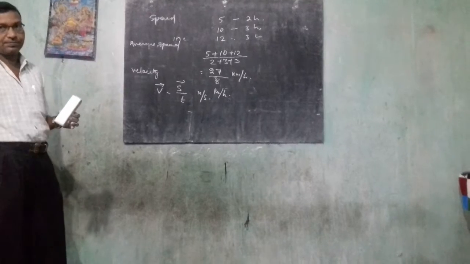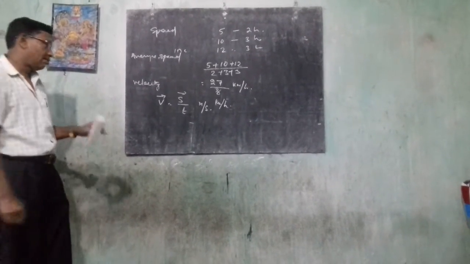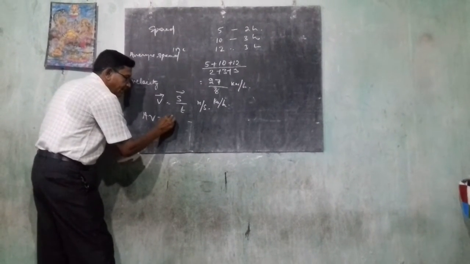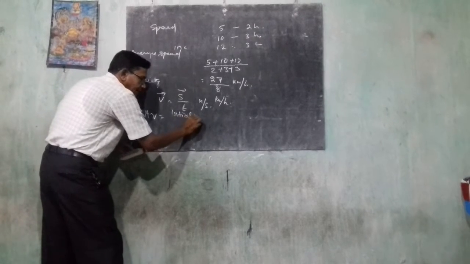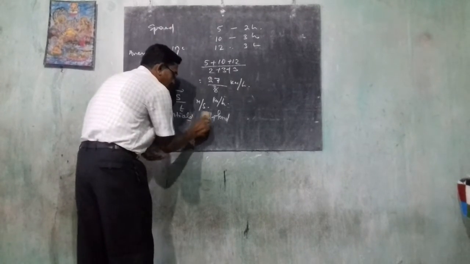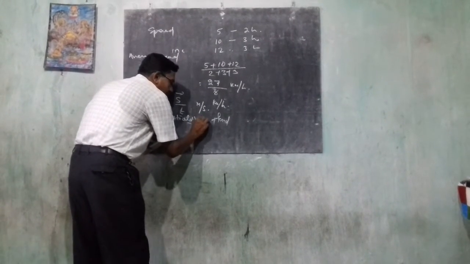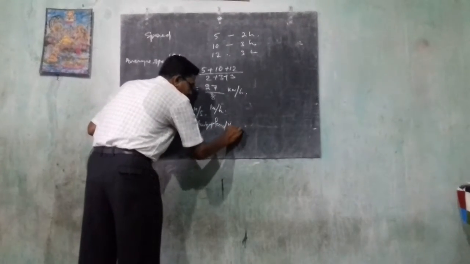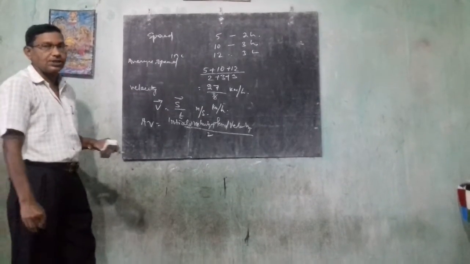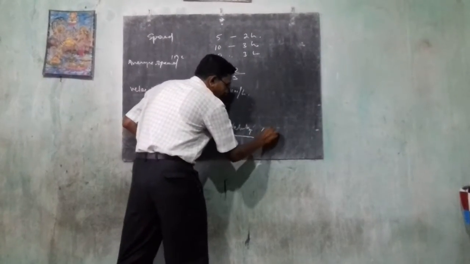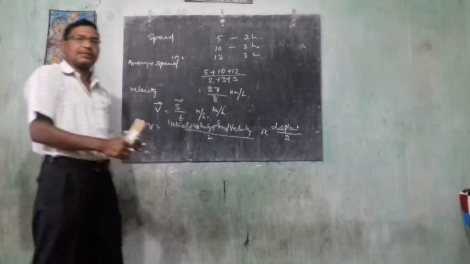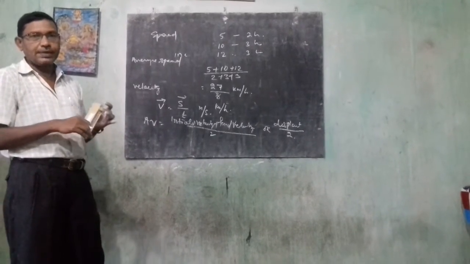Then average velocity. What is average velocity? Average velocity is equal to initial velocity plus final velocity, divided by 2. This is our average velocity, or displacement by 2. All are the same thing. The average velocity. Okay?